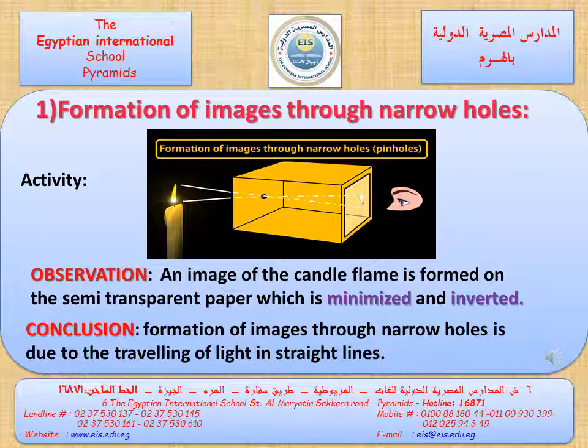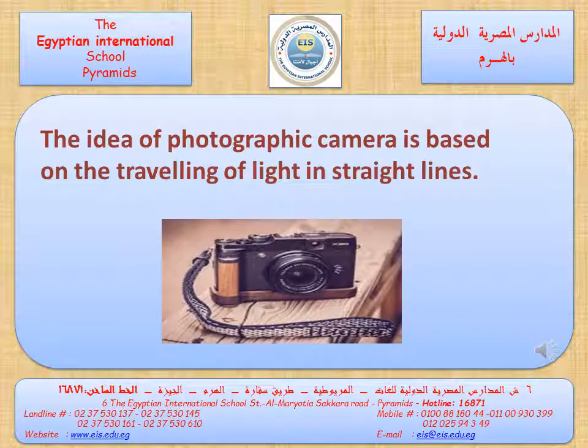Then, as a conclusion, formation of images through narrow holes is due to the traveling of light in straight lines, or the traveling of light in straight lines can form images through narrow holes. And the photographic camera, which we all use nowadays, is based on the traveling of light in straight lines.